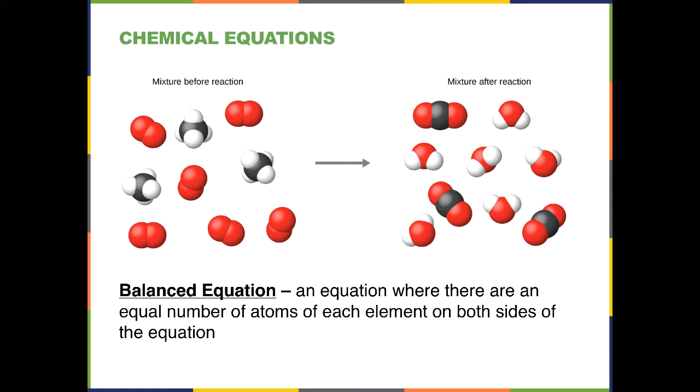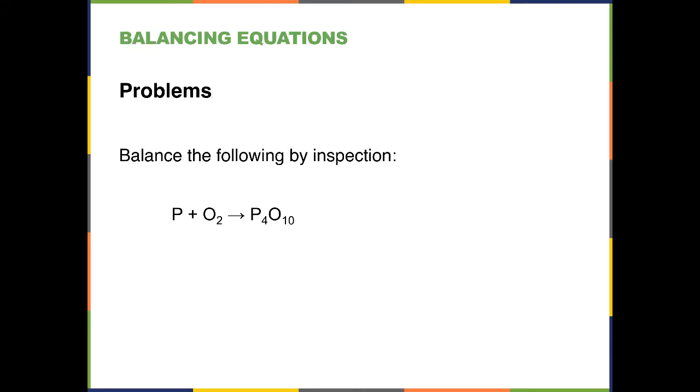This is an equation where the atoms are the same on both sides, and this balancing tells you what the stoichiometric ratio is. So for example, if you were going to balance this by inspection, you see that you have 1 P on one side and 4 P's on the other, so you'll need a coefficient of 4 in front of the P on the reactant side, on the left side. And you also see that you have 10 oxygens on the right and 2 on the left, so you need a 5 beside the oxygen.